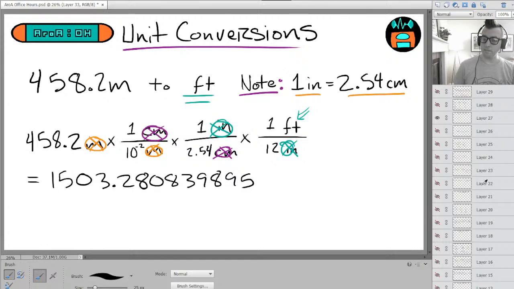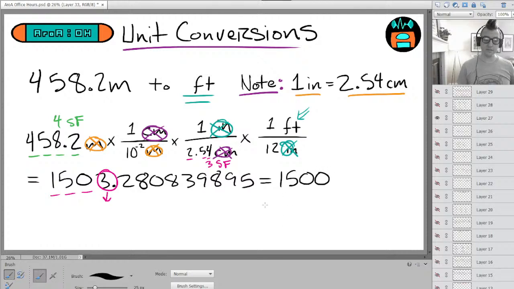Let's look at the number of sig figs we can keep. All right. Our initial quantity has 4 sig figs, but you'll notice that our unit conversion to go from centimeters to inches, which is measured, it's not exact, is going to limit us to 3 sig figs. So we can only keep 1, 2, 3, and 3 is going to round down. 3 rounds down, making our answer 1,500.